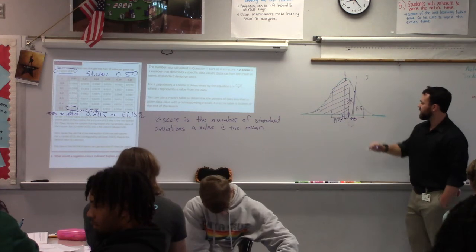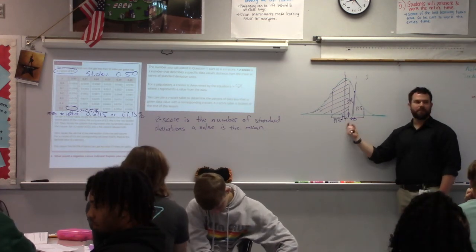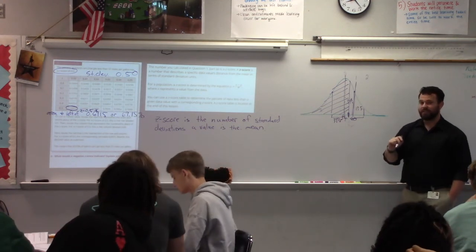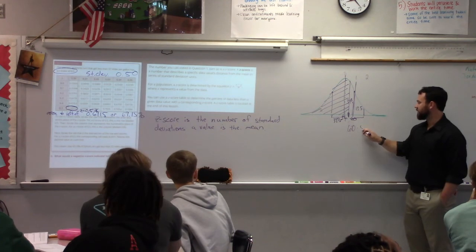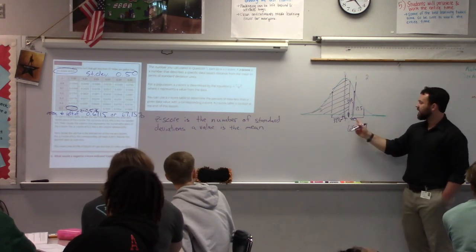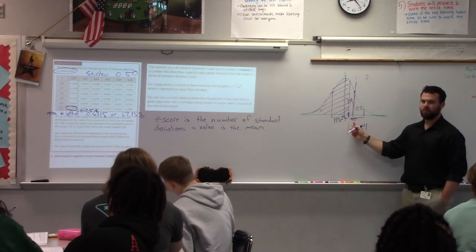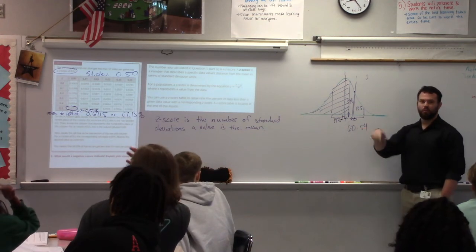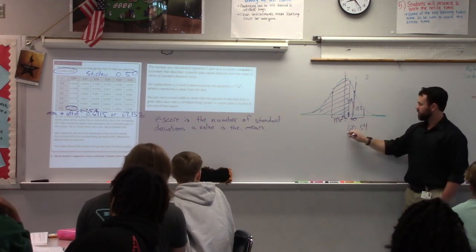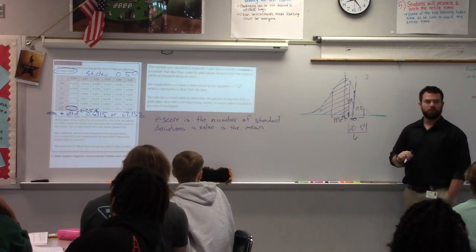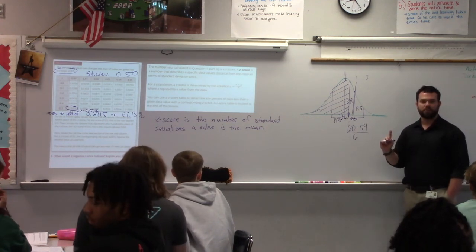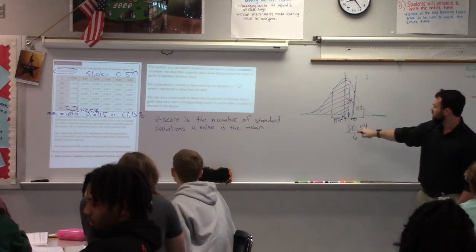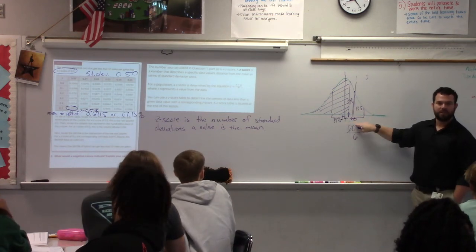So if I look right here at 60, how far is 60 from the mean? How did you get that 6? By doing 60 minus 54. But how many standard deviations is that? The 60 was just 1. So how could I go from 6 to 1? Divide by 6, the standard deviation. 54 to 60 was 1 standard deviation.